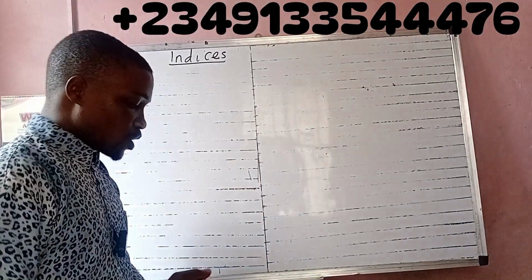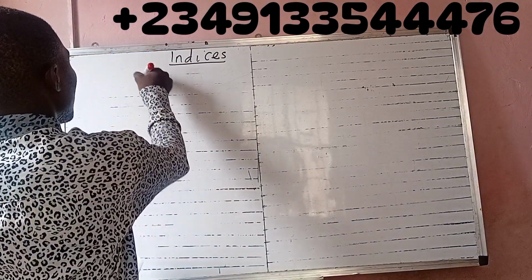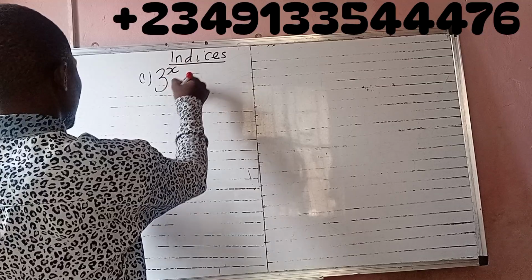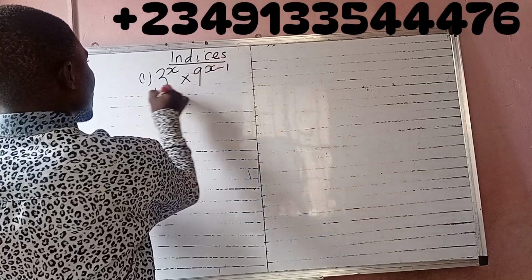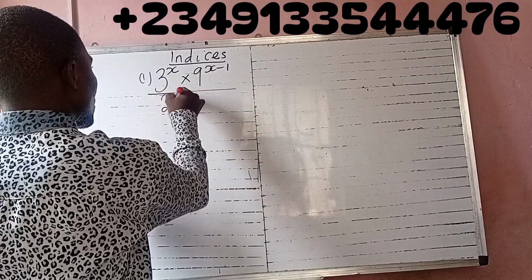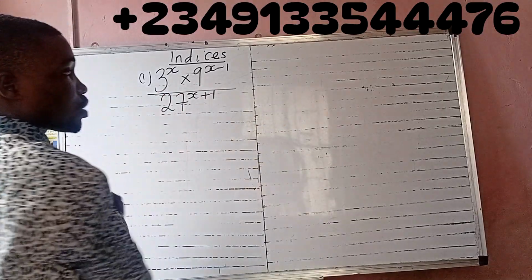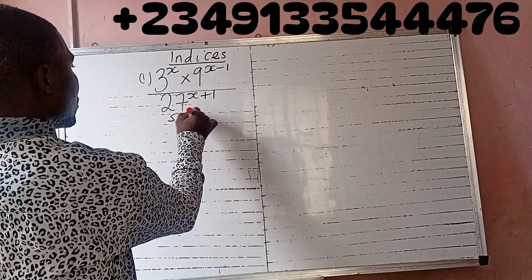So, the first question I have here is 3^x times 9^(x-1) over 27^(x+1). So let's look at this particular question. Solution.